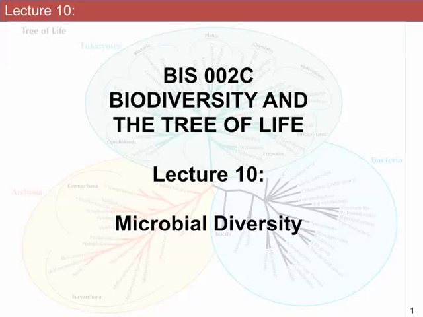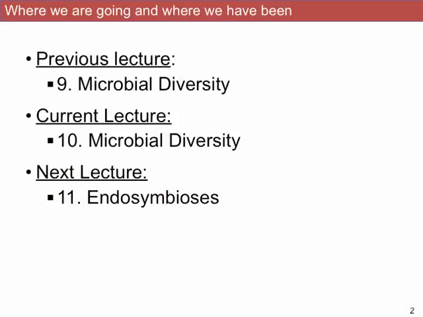We've already done the bacteria and the archaea, and we're going to now go through the rest of the eukaryotes, except for the plants, animals, and fungi. And then in the next lecture, we're going to talk about primarily one aspect of the diversity of eukaryotes, which relates to the organelles, the chloroplast, and the mitochondria. We'll talk about a few other related issues, but primarily the focus will be on these endosymbioses.